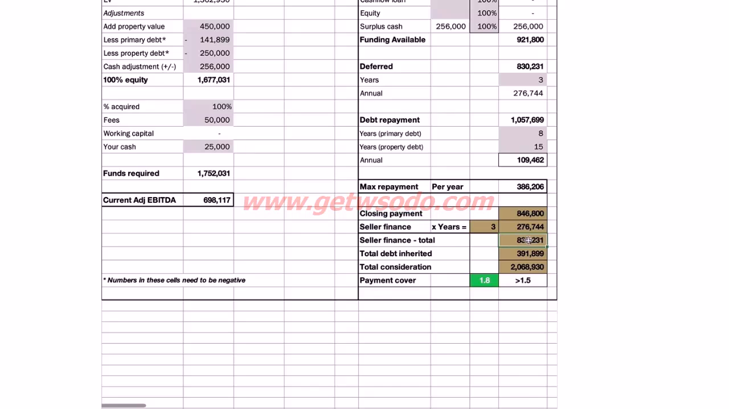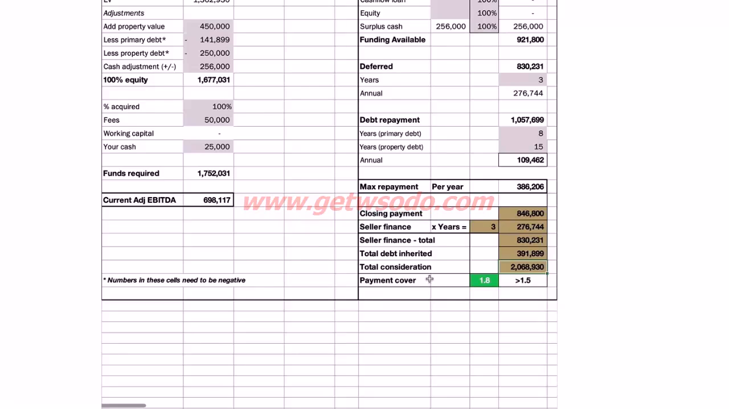But since I'm inheriting just under $400,000 in debt as well, the total consideration or the total value of the deal is actually just over $2 million. So hopefully that makes sense.